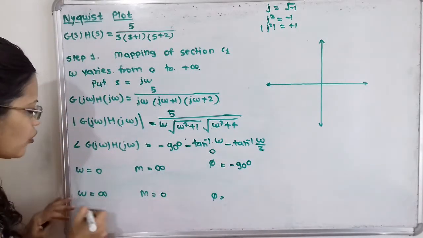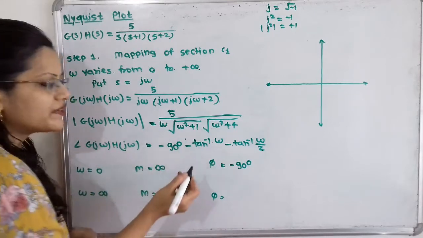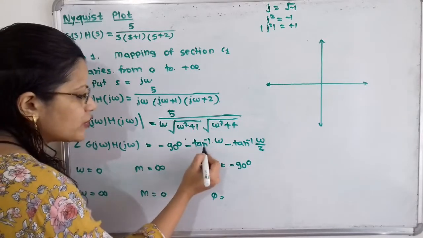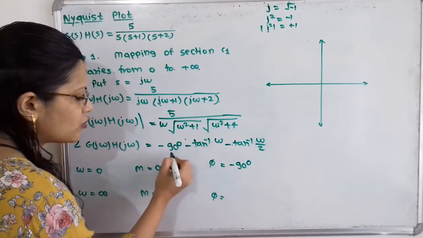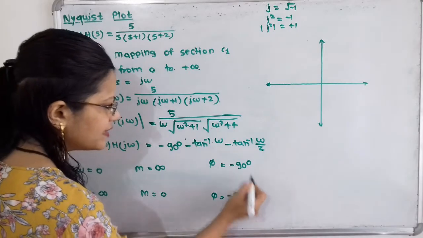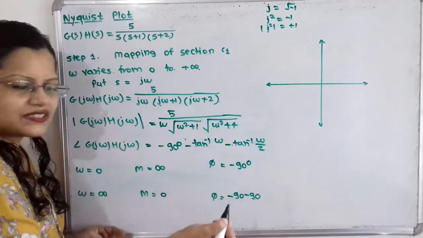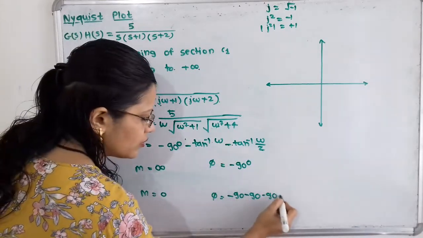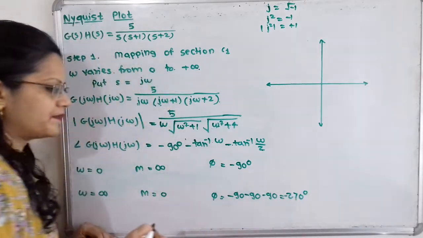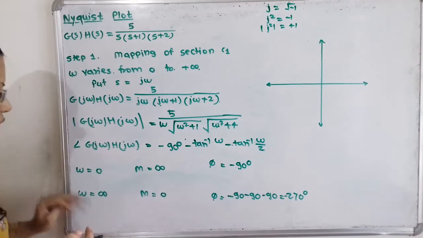Now when we put omega is equal to infinity, we know that tan inverse of infinity is plus 90. So here plus 90, but minus sign is already present. So I will write minus 90, and here is also minus tan inverse of infinity by 2, that is minus 90. So what is the angle? That is minus 270 degrees. So these are the angles for omega, 0 and infinity.